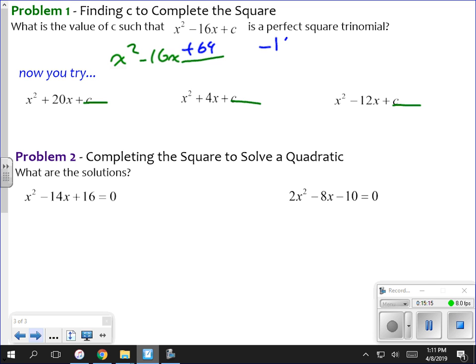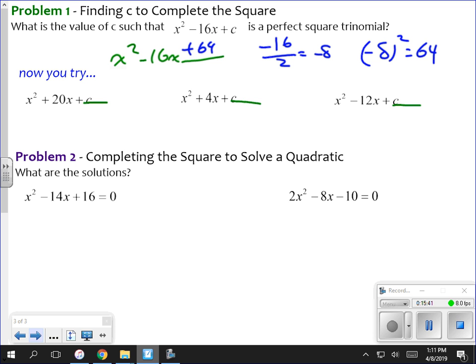I take negative 16, divide it by 2 to get negative 8. Then I take negative 8 and square it to get 64. All this is practicing filling in the blanks. That's what we're doing here. When we added to both sides and you left the blank, you had to fill in the blank. That's what we're trying to do here.